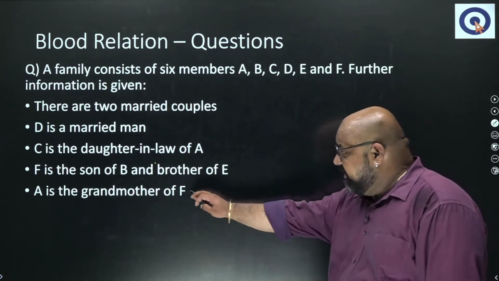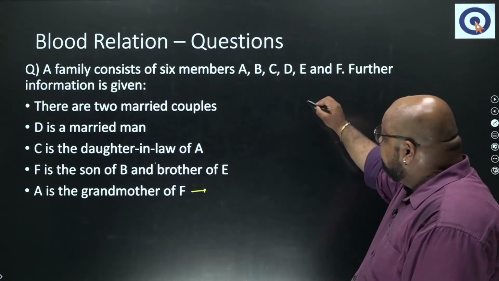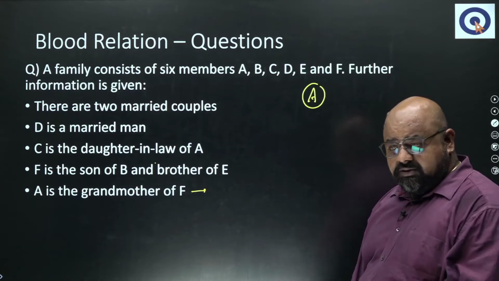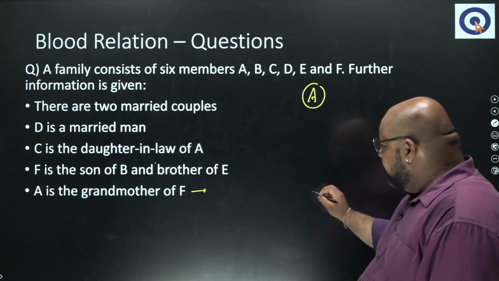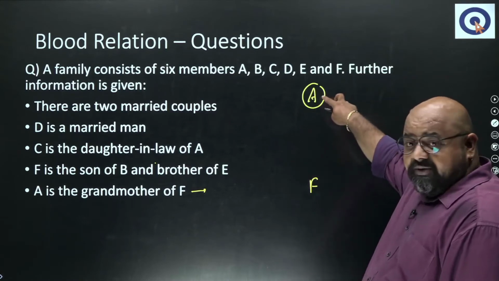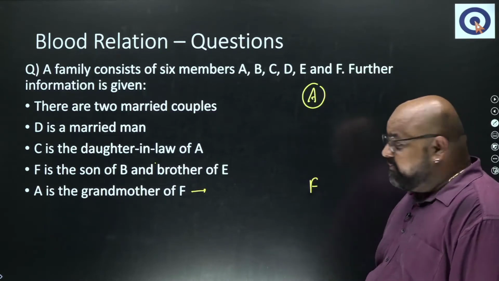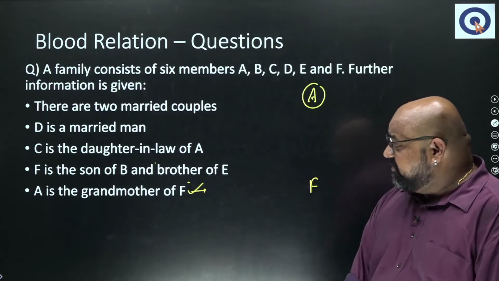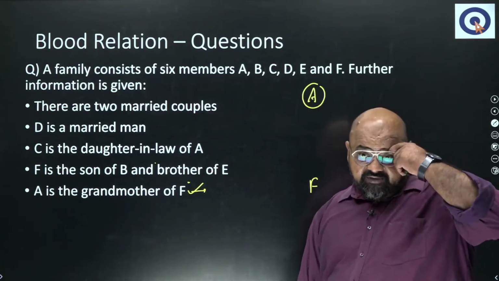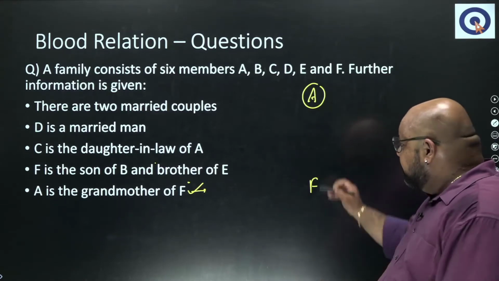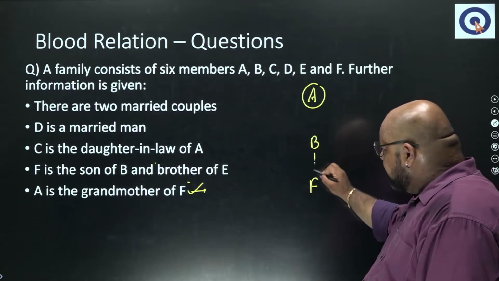So I start with this statement, says A is the grandmother of F. I write the first generation at the top, grandmother, circle, A, and F in the third generation. Typically, therefore, the married couple will be in the first and the second generation. So this is done. Next, F is the son of B and brother of E. So I have information about F I had drawn, so I use that information. F is the son of B. So I draw B here.